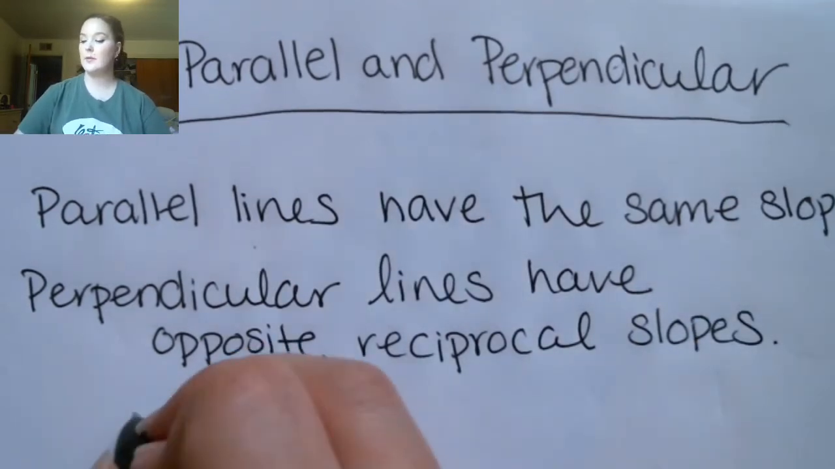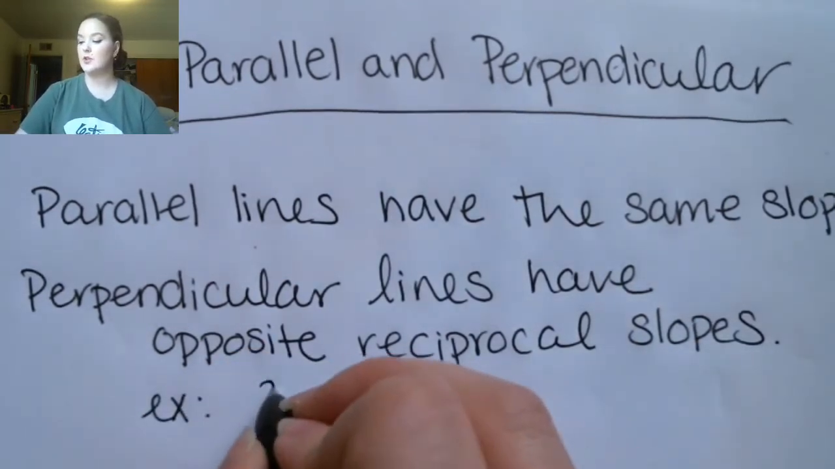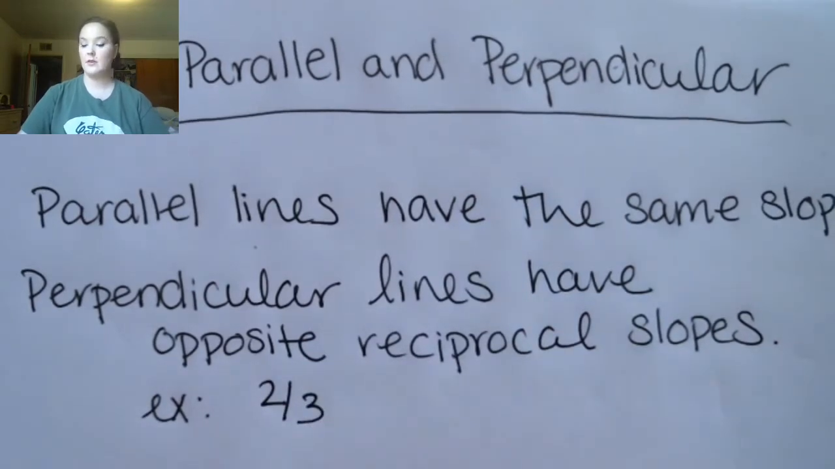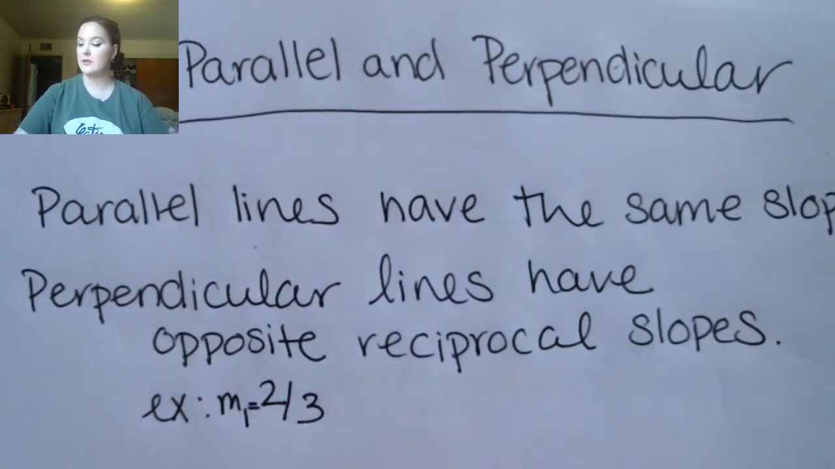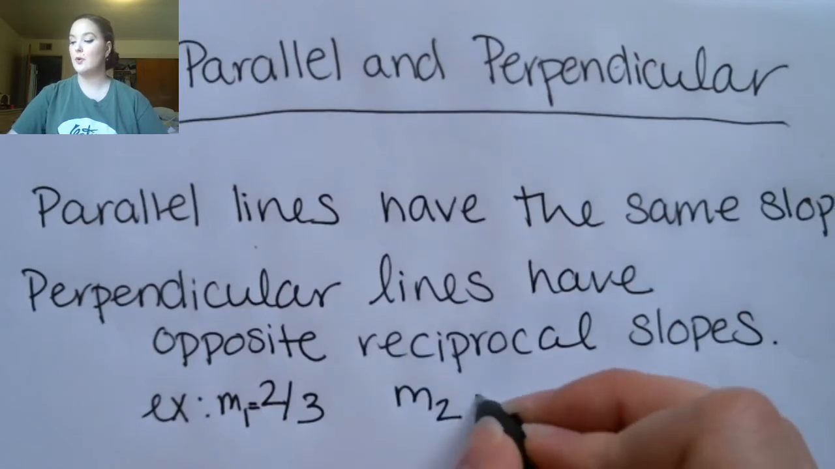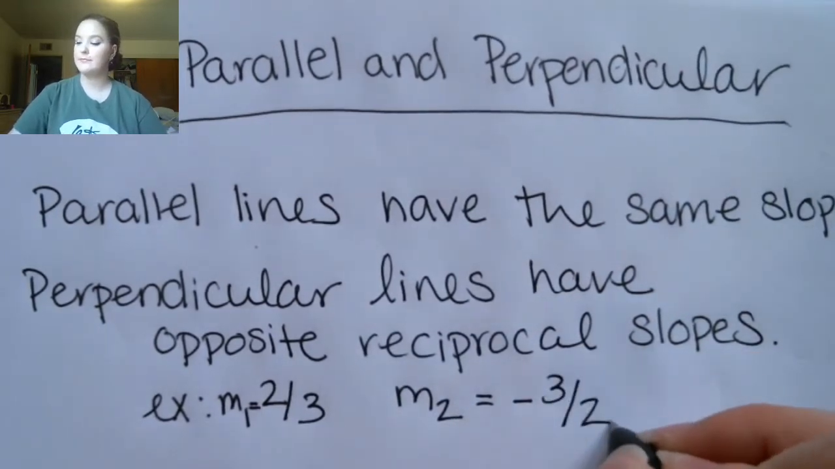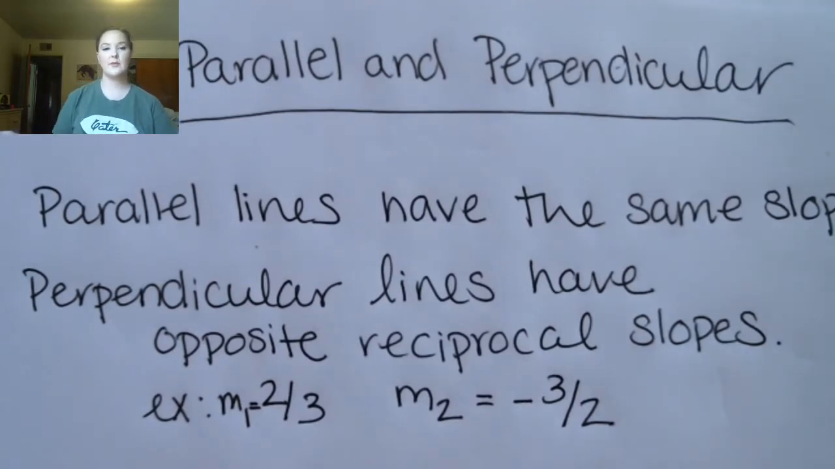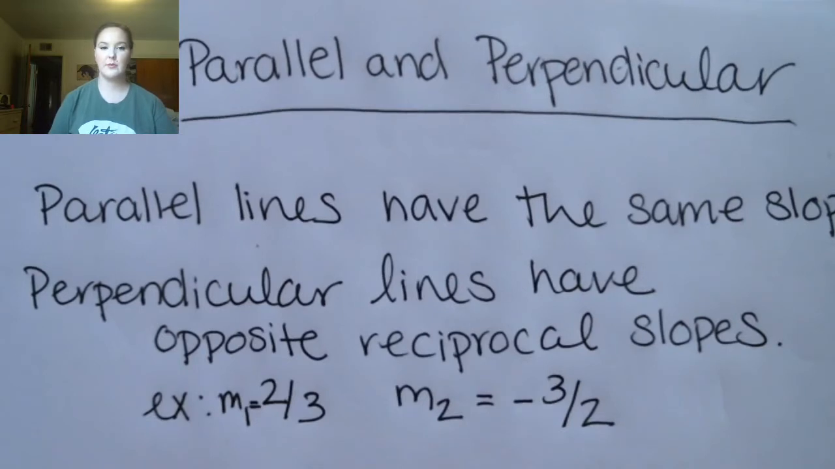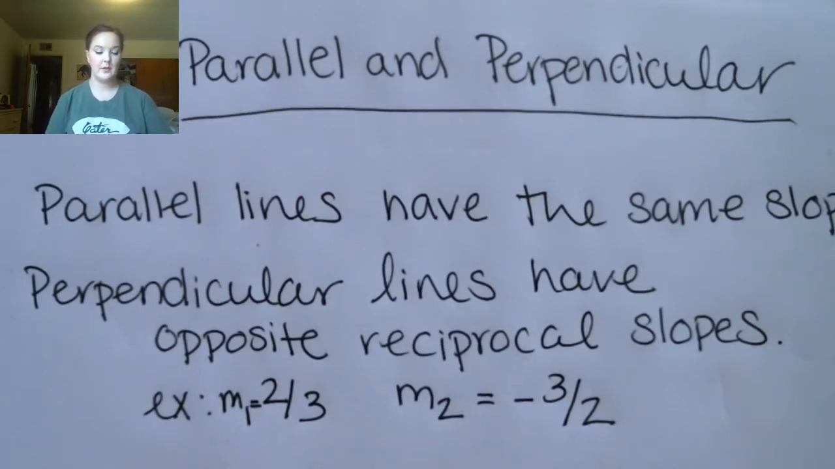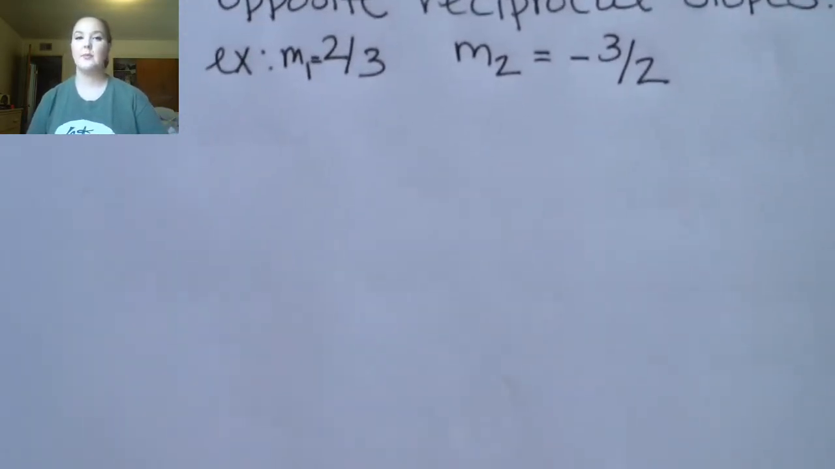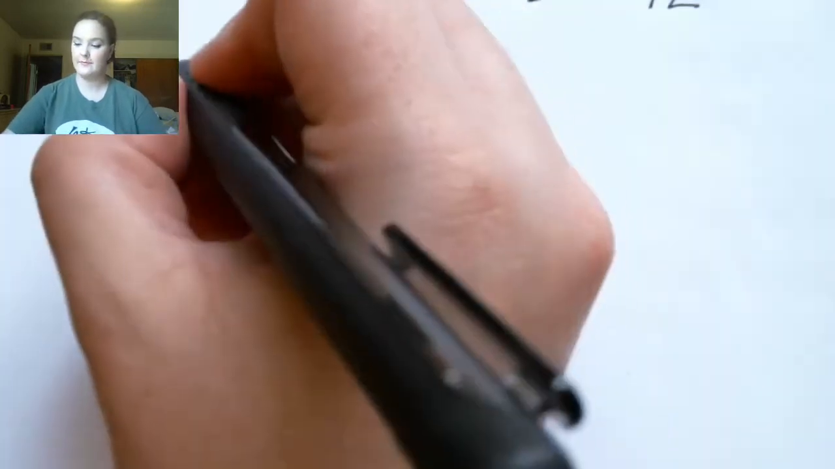An example of what I mean by that is like 2/3. Your first slope might be 2/3, and then your second slope would be opposite in sign and reciprocal. The opposite refers to the signs, positive and negative, and reciprocal, of course, means the reciprocal of the fraction. So let's do an example using that.